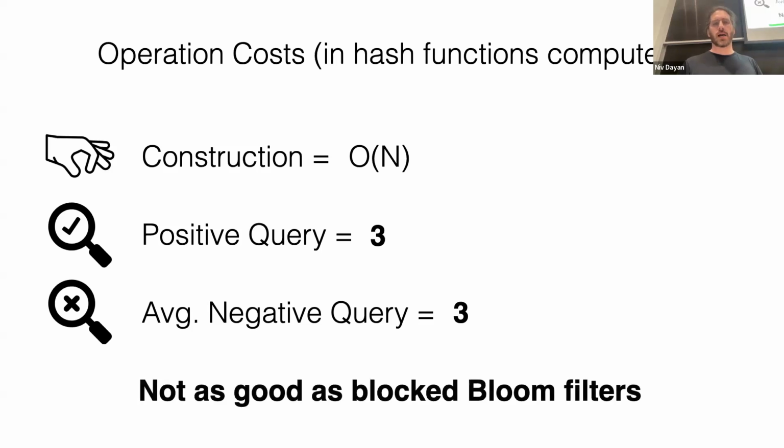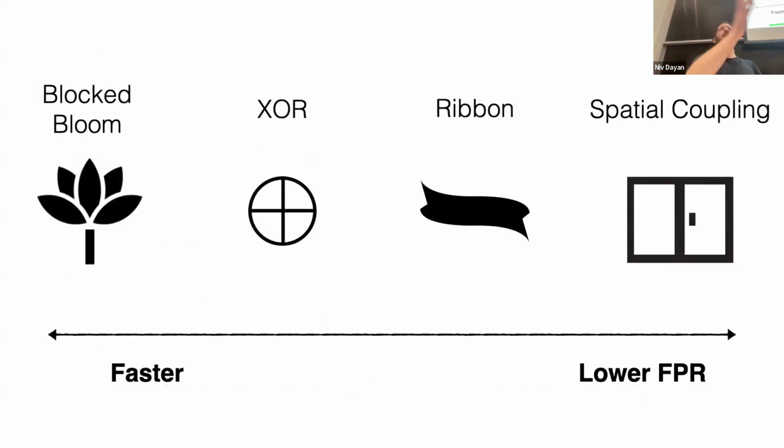Basically, we've seen that there's this whole spectrum for static filter data structures. If we get closer to the block Bloom filter, we're faster. And as we move towards XOR and we're more careful about space, we get a lower FPR. And you can use whichever filter you want, depending on the application that you're running.